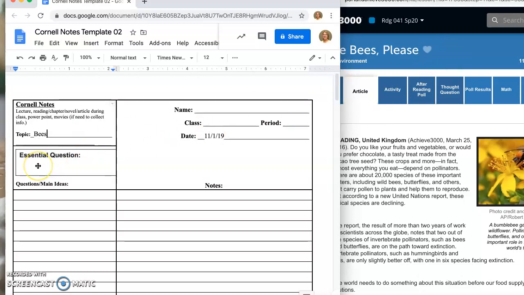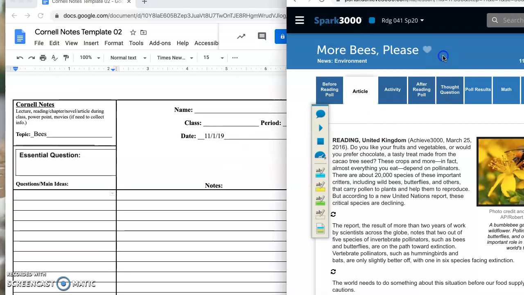And the essential question is a question that sometimes your instructors may ask at the very beginning, and it's the focus of the whole class. We don't have one, so we're going to leave that blank for now. All right, so this is the sheet. You have access to this. You can print this if you want. One of your assignments is going to be to take notes using the Cornell method, using your textbook, or if you prefer, you can continue this More Bees, Please. That's another option for you.